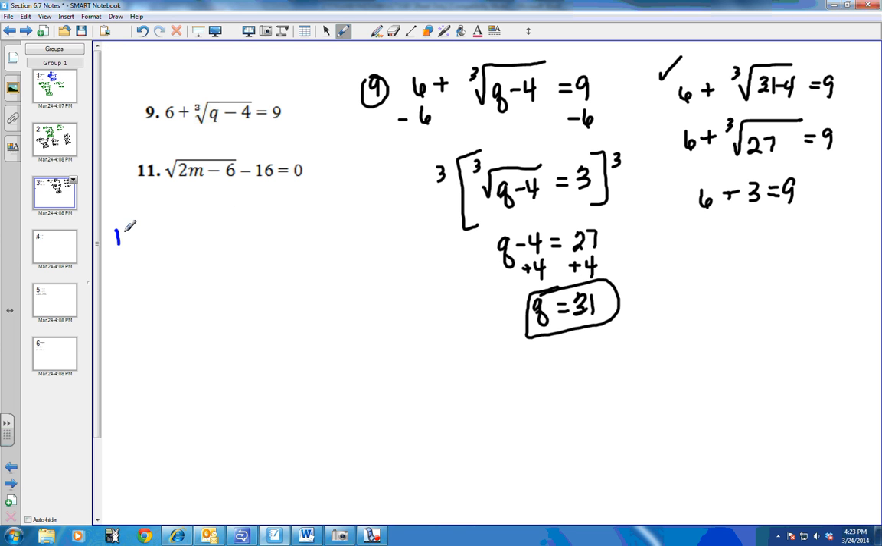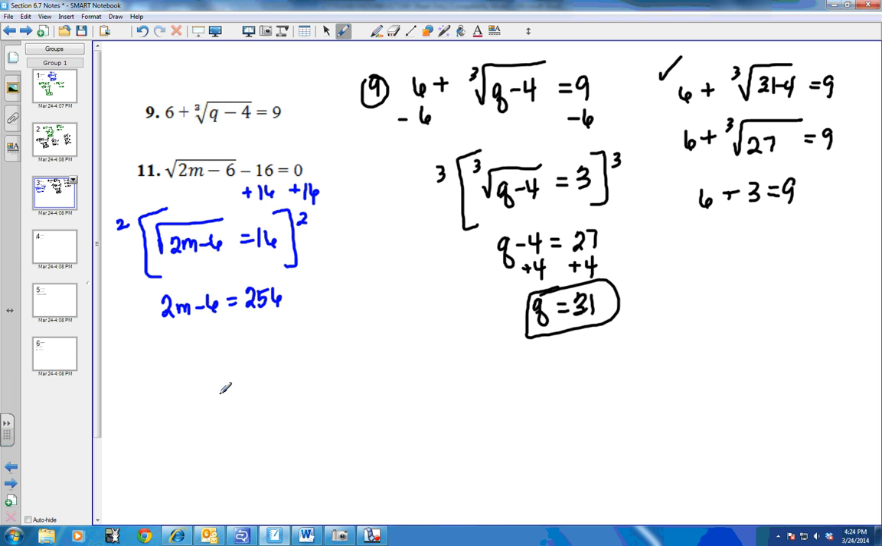Number 11. I'm just going to work it underneath here. So the first thing I need to do is isolate my radical. So I'm going to add 16 to both sides. Square root of 2m minus 6 equals 16. I'm solving for m and it's underneath the square root. So I need to square both sides. So I have 2m minus 6 equals 16 squared. And 16 squared is 256. I'm solving for m, so I'm going to add 6 to both sides.